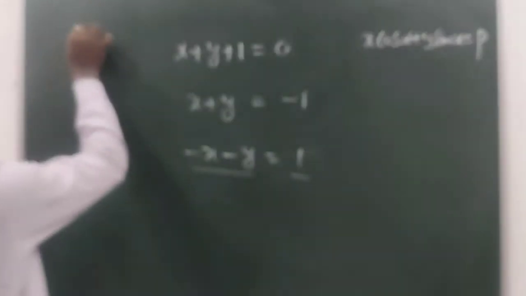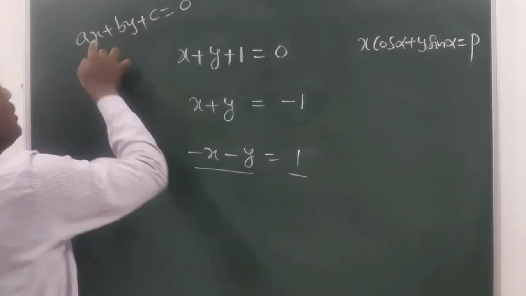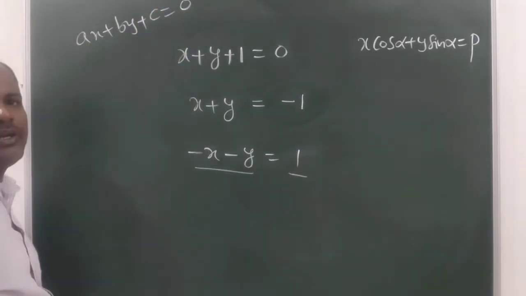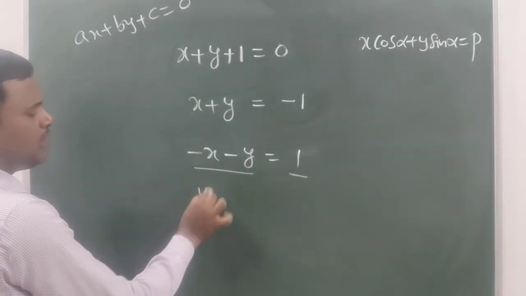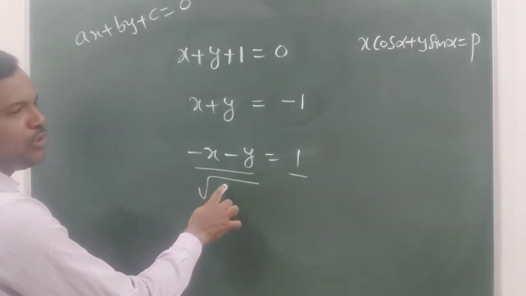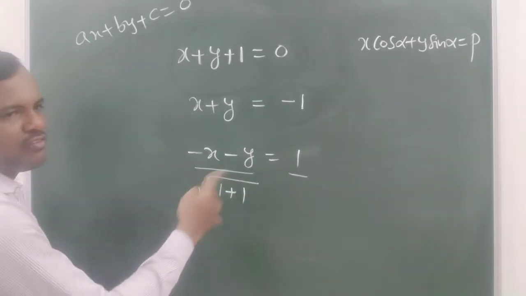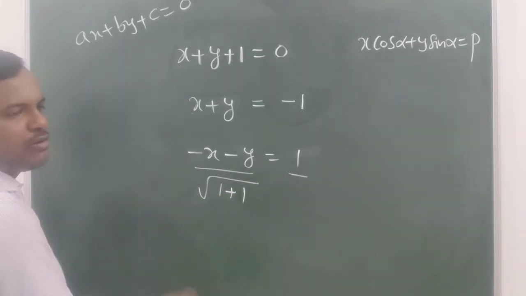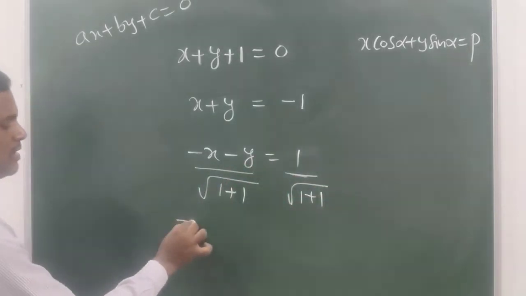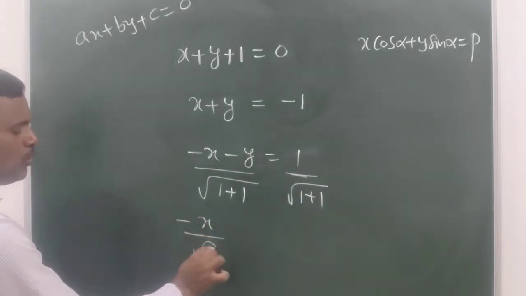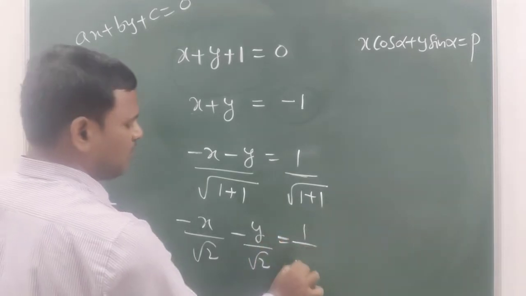Compare this one with the standard form of the linear equation in two variables. So your x coefficient is a, y coefficient is b. So your a value is 1, b value is 1. Now divide both sides by root a square plus b square. Here a value is 1, b value is 1. 1 square equal to 1, 1 square equal to 1. So RHS also we get 1 plus 1. Now simplify this. Minus x by root 2 minus y by root 2 is equivalent to 1 by root 2.